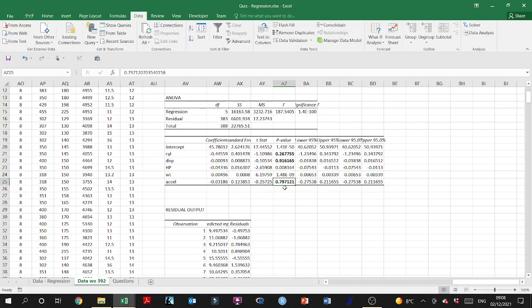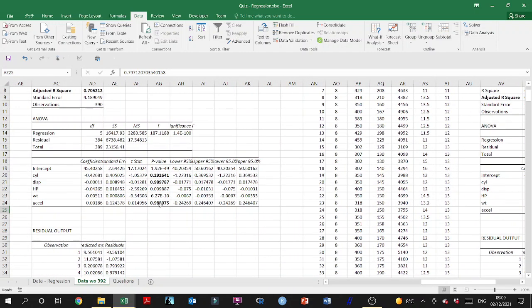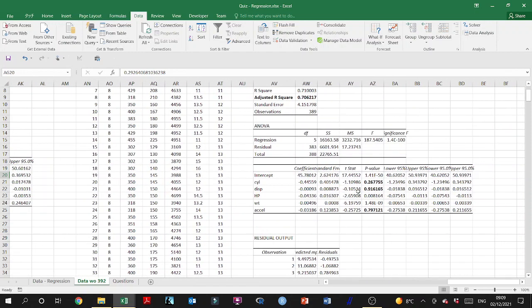But over here, an improvement. This one was 0.8, now it's 0.7. 0.9, now it is 0.7. This is 0.29, now 0.26. So there are improvements, but not as much. So now, since this is the case, I am going to delete all the outliers.